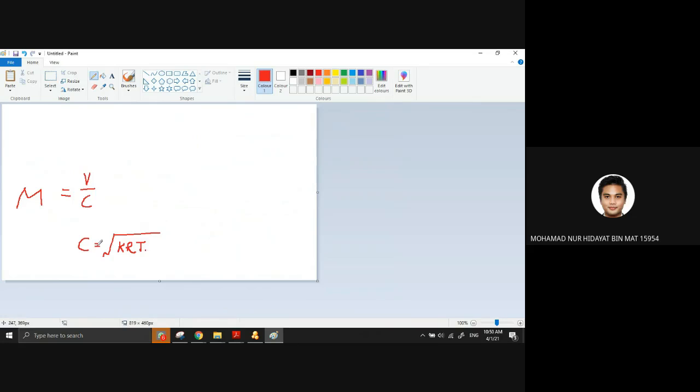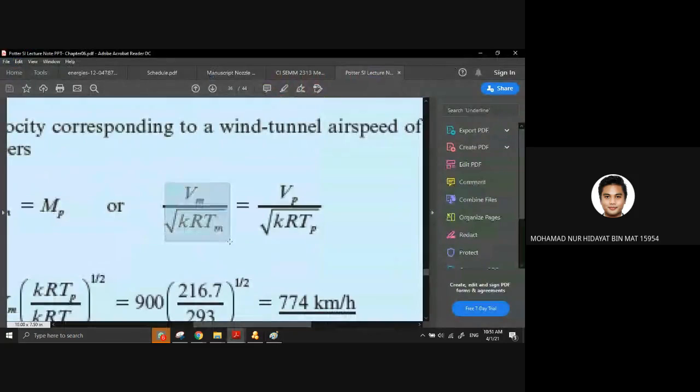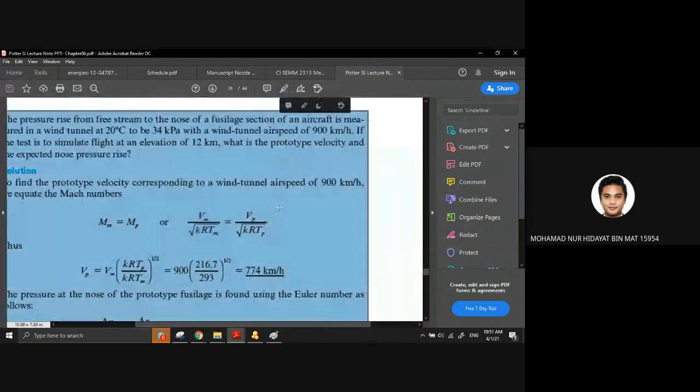Specific heat ratio multiplied with the gas constant and the absolute temperature T. Different temperature will have different speed of sound. So you equate velocity over square root of K R T. K and R are constant. The only variables are temperature and velocity. So that's why they equate it here: velocity over square root of KRT.